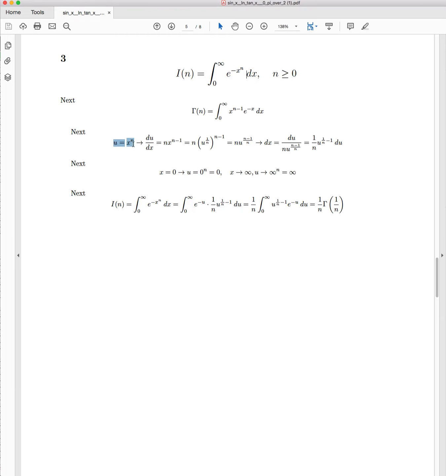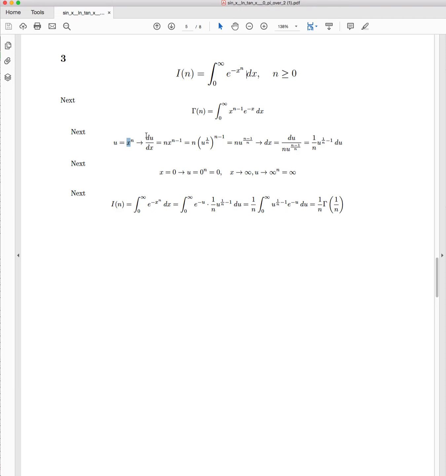We have u is equal to x to the power of n, which means du dx, just using basic differentiation, is equal to n x to the n minus 1, which is equal to n u to the power of 1 over n. So if you're wondering where that came from, remember u is equal to x to the power of n. If I want to isolate x, it is obviously then u to the power of 1 over n. So substituting that in and then expanding with the index laws, that just equals n u to the power of n minus 1, over n.